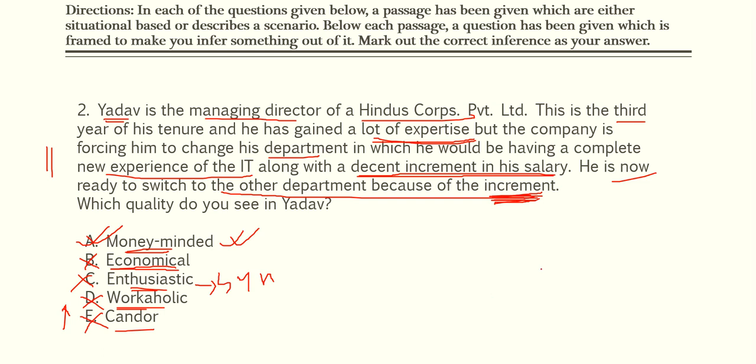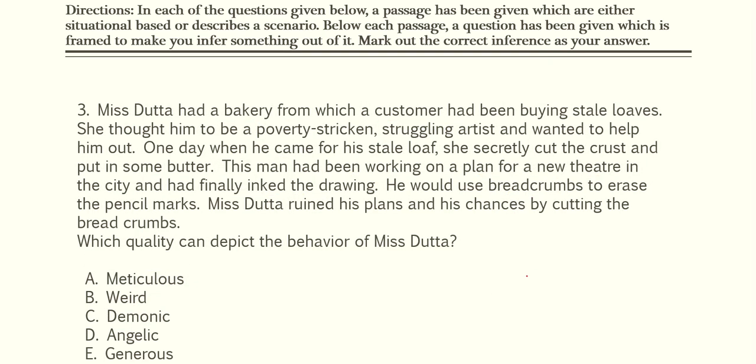Okay, now the next one. Miss Datta had a bakery from which a customer had been buying stale loaves. She thought him to be a poverty stricken, struggling artist and wanted to help him out. One day, when he came for his stale loaf, she secretly cut the crust and put in some butter. This man had been working on a plan for a new theatre in the city and had finally inked the drawing. He would use breadcrumbs to erase the pencil marks. Miss Datta ruined his plans and his chances by cutting the breadcrumbs. Which quality can depict the behavior of Miss Datta?